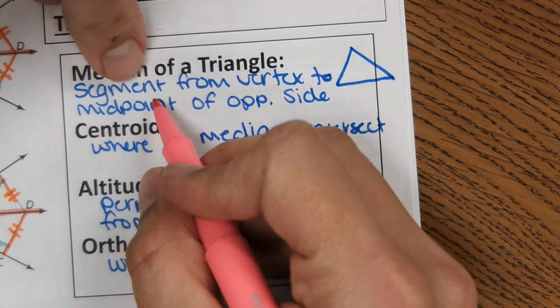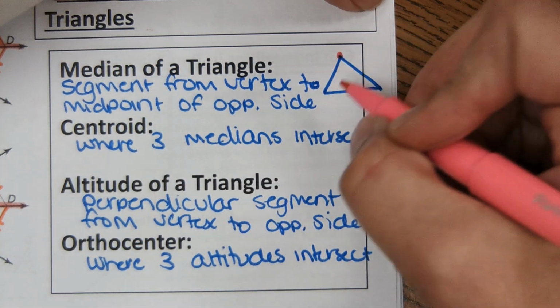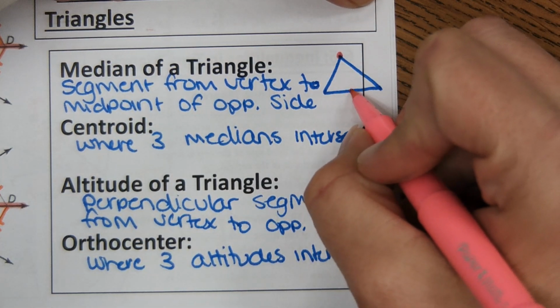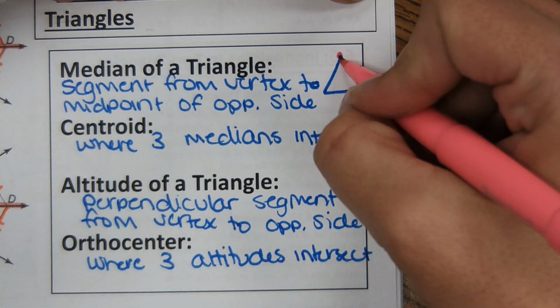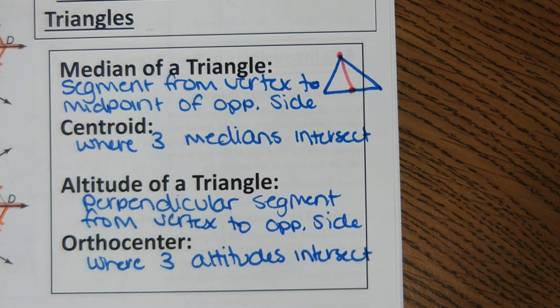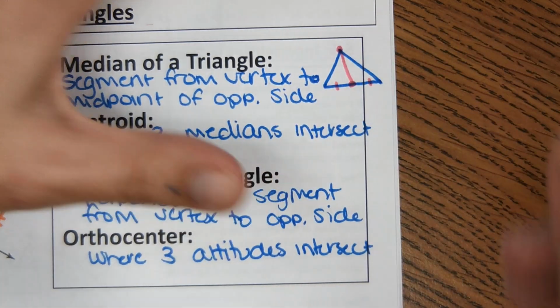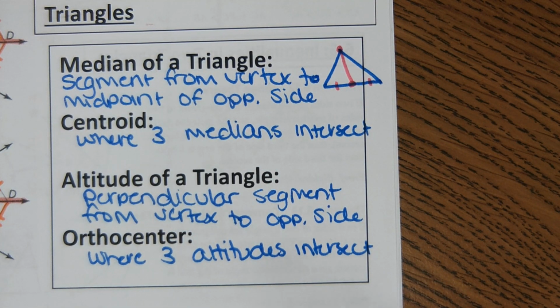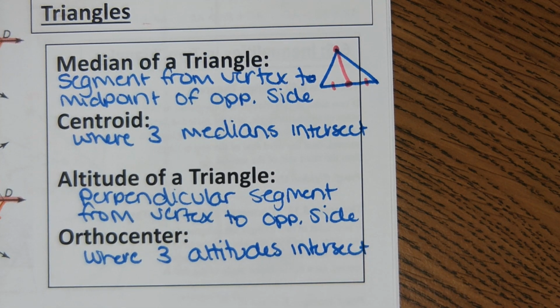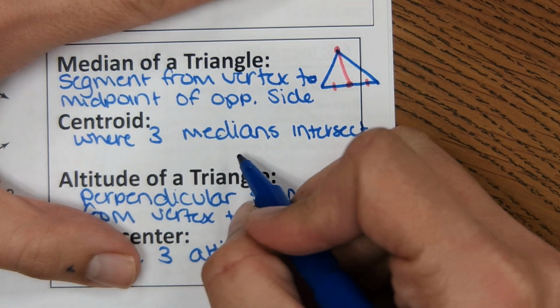Okay, so a median of a triangle is a segment from the vertex to the midpoint of the opposite side. So I'm just eyeballing where the midpoint is and then connecting those dots. That's a median. And then this being the midpoint, this is the same length as this. Then the centroid is where three medians intersect.